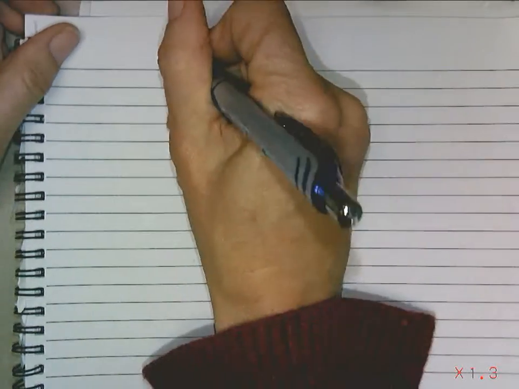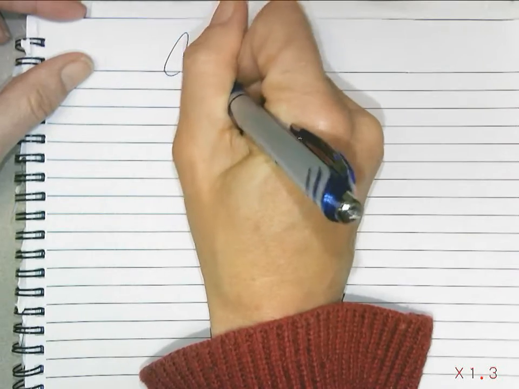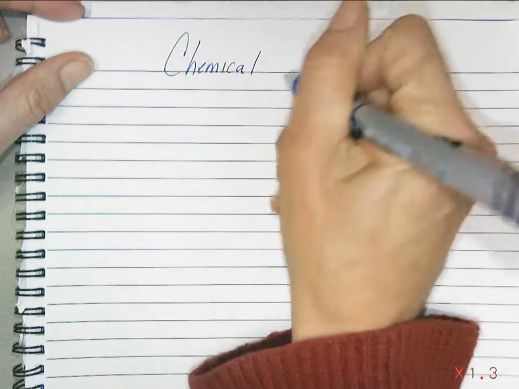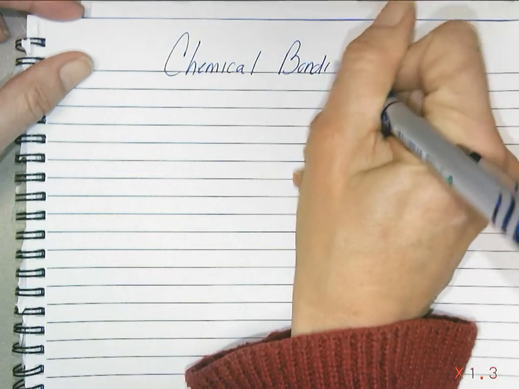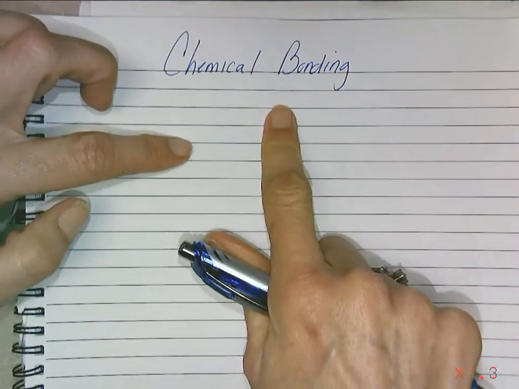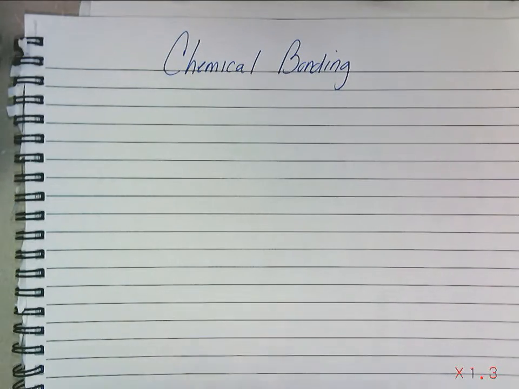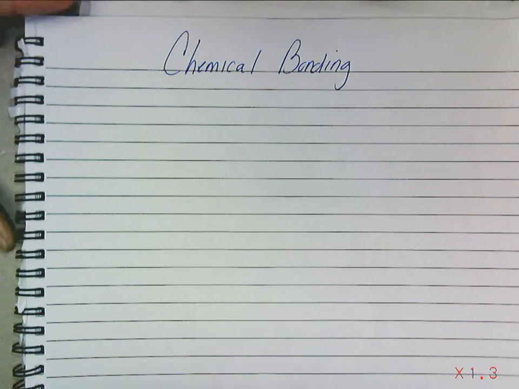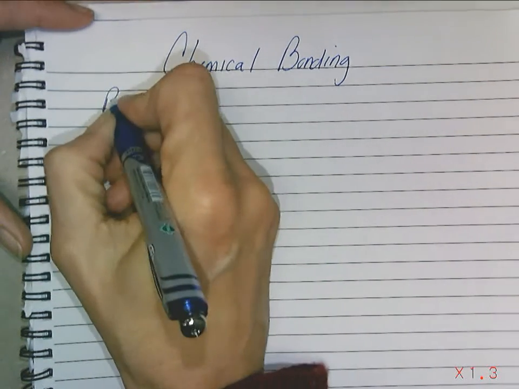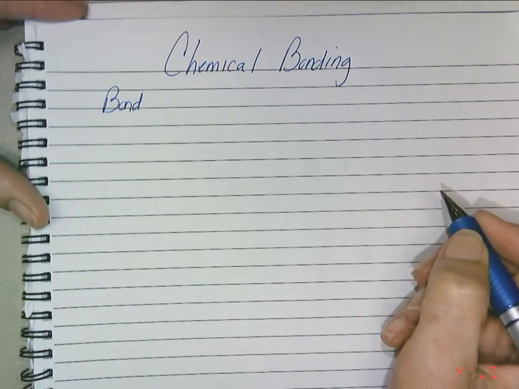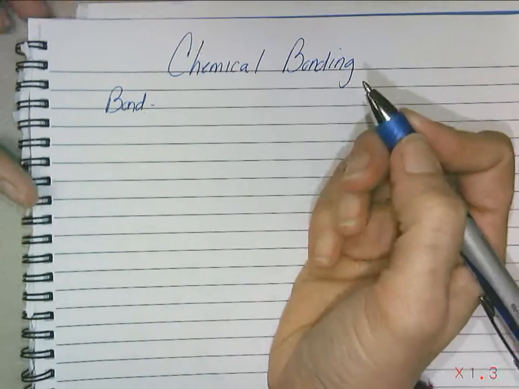Okay, this is a lesson on chemical bonding. In this lesson, we're going to talk about what a bond is, the three types of bonds you need to be aware of, some of their properties, and how to use the electronegativity table to determine what the bond type is.